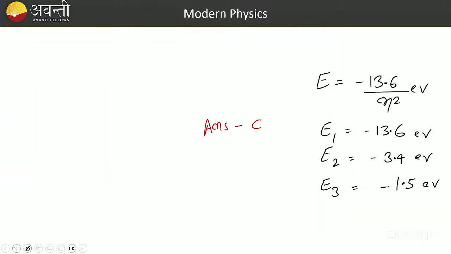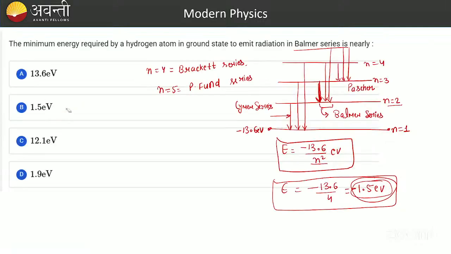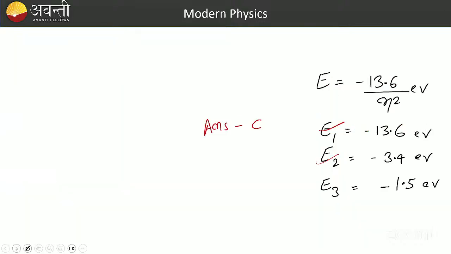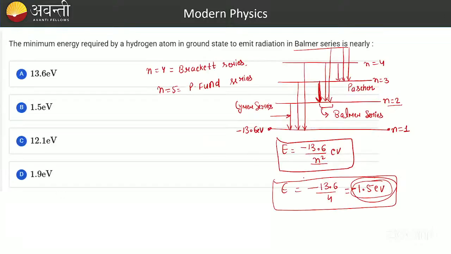Same as this, we can take here. Energy of state 1 is minus 13.6. Energy of state 2 is minus 3.4 electron volt. Energy of state 3 is minus 1.5 electron volt. Okay. So this is the energy of n equals 3, minus 1.5 electron volt, and this energy here is minus 3.4 electron volt, and for 1 is minus 13.6 electron volt.